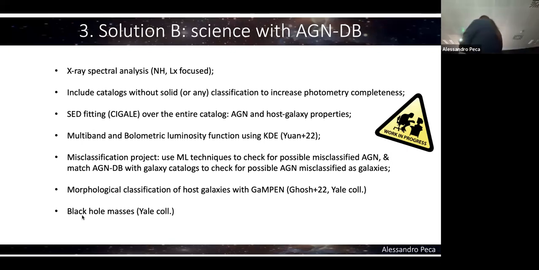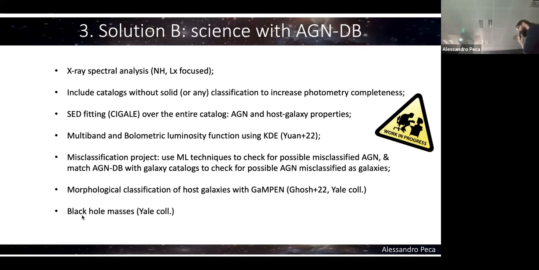Right now, we have only classified AGNs, meaning that there are a lot of catalogs without classification or without solid classification. So the next step is to match all these catalogs without classification with our AGNs to increase the completeness. Also, we have a student working on SED fitting over the entire database to get AGN and host galaxy properties. And this is something I really would like to do, is to build a multi-band and volumetric luminosity function. Why? Well, again, just because we can, because this is probably the best repository of AGN, so the best place to build such a multi-band luminosity function.